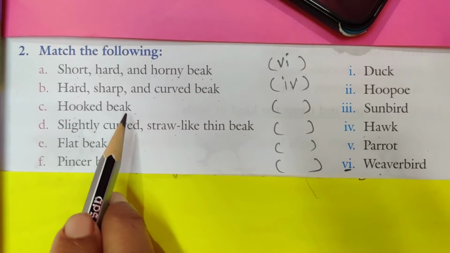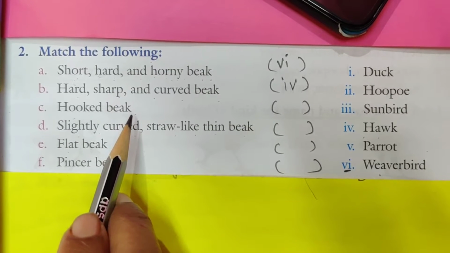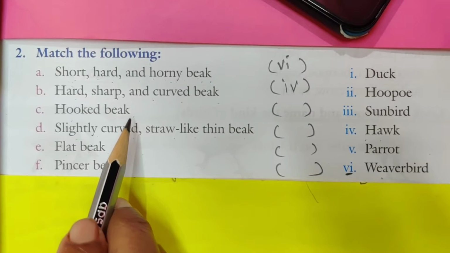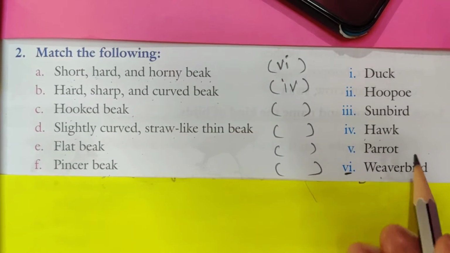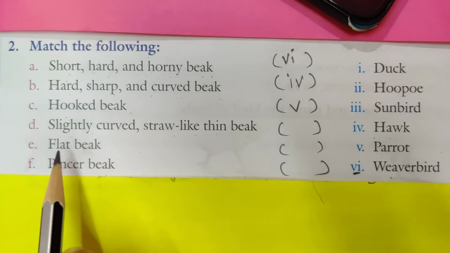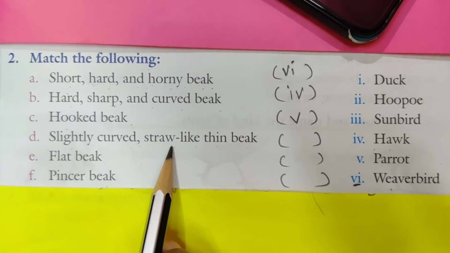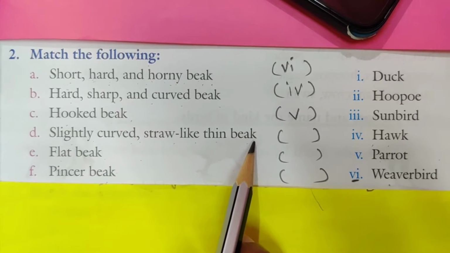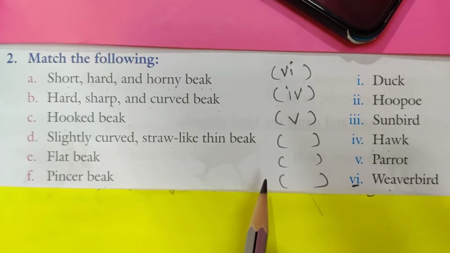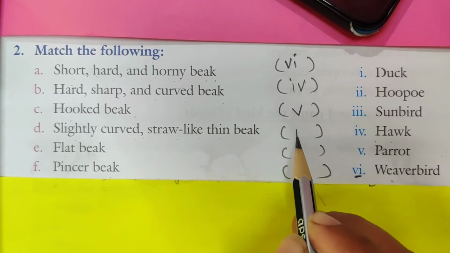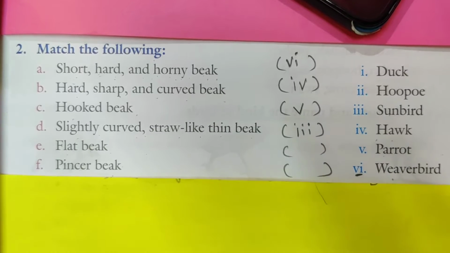Next, hooked beak. Which bird will have the hooked beak? Yes, parrot. Where is the parrot? The 5th one. So write 5 here. Next, slightly curved straw-like thin beak. Which is the bird? Yes, sunbird. That is the 3rd one. So write the 3rd number here.